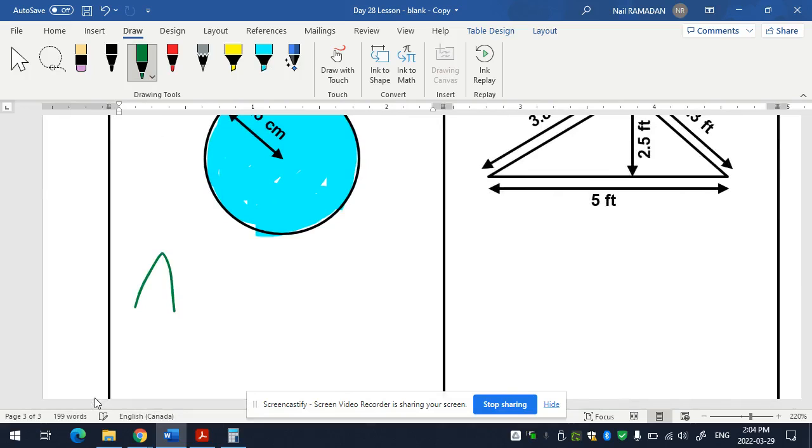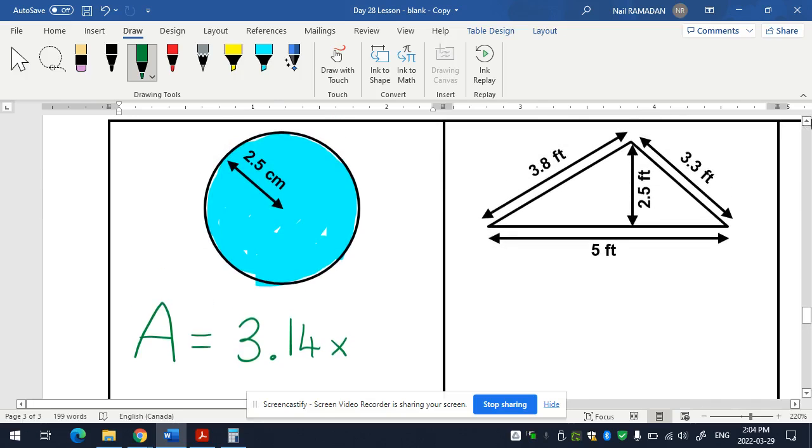What's the area? Area equals, come on, everyone. 3.14 first, times. Are you given the radius? Look at the shape. Does this look like a radius or a diameter? That looks like a radius, which is good news.